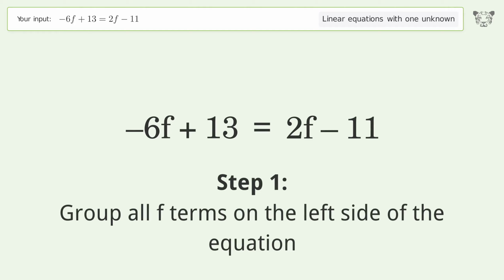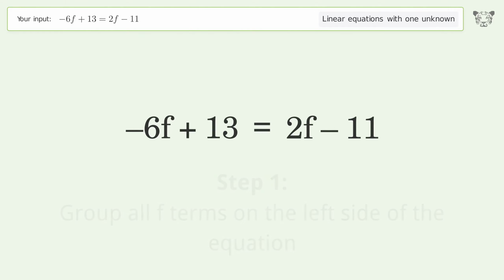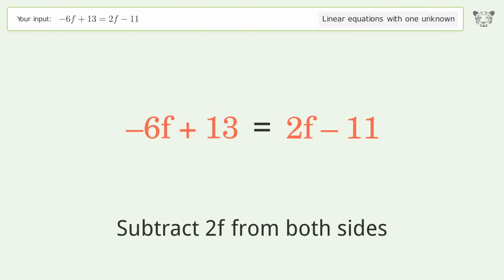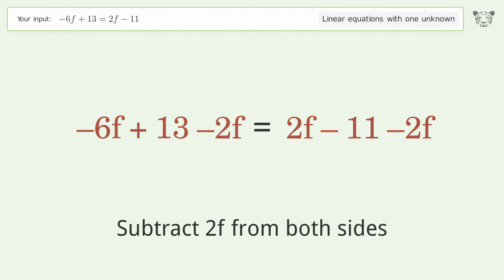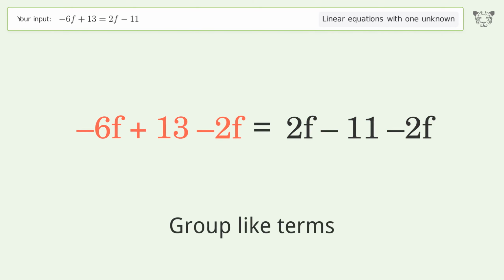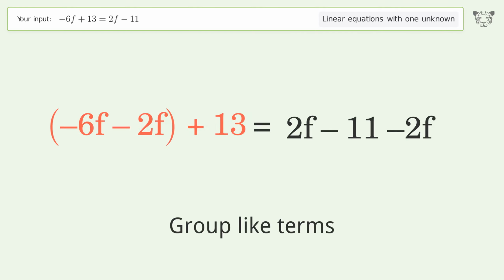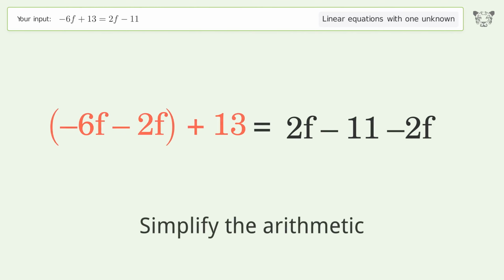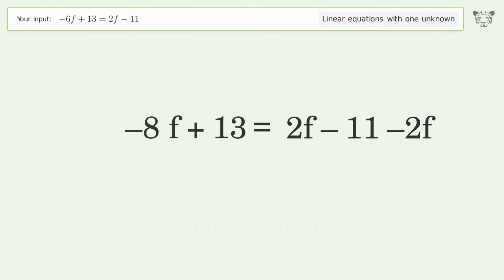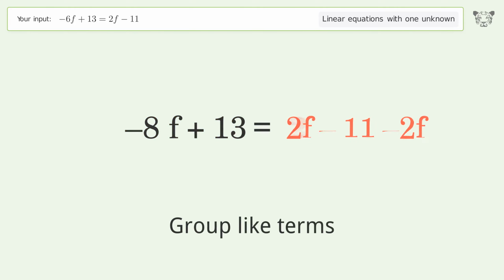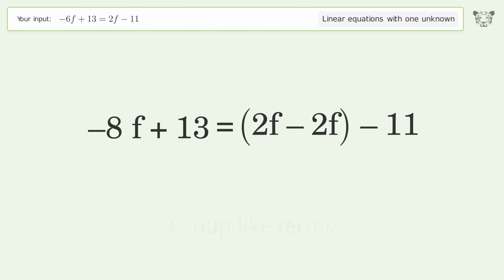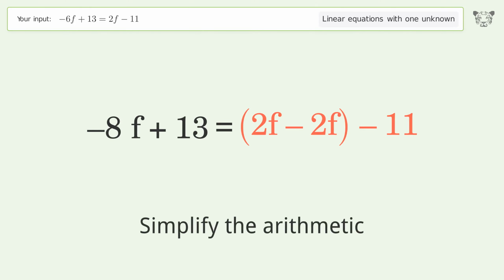Group all f terms on the left side of the equation. Subtract 2f from both sides. Group like terms. Simplify the arithmetic. Group like terms. Simplify the arithmetic.